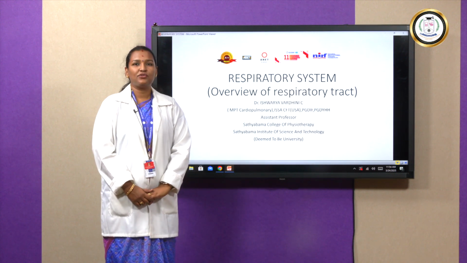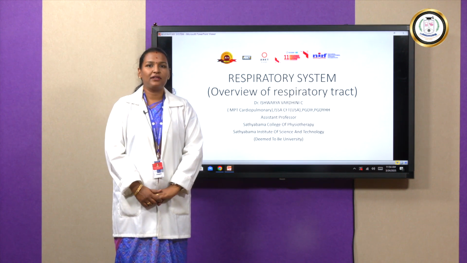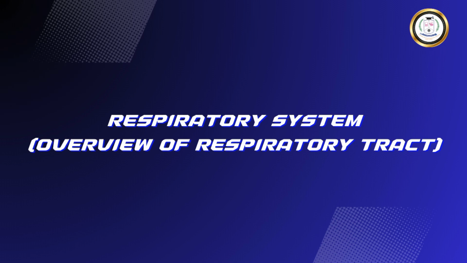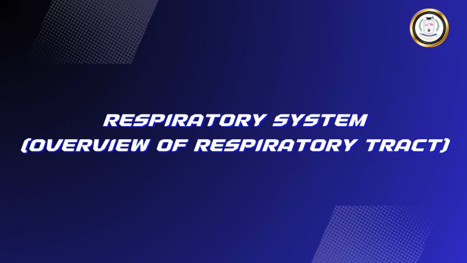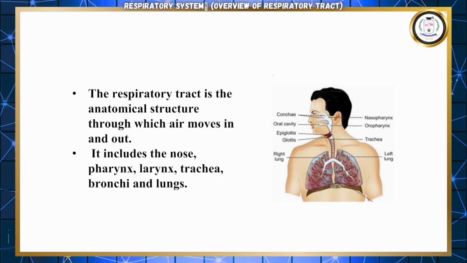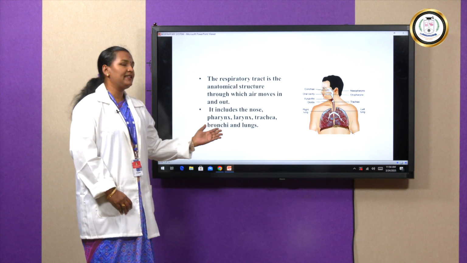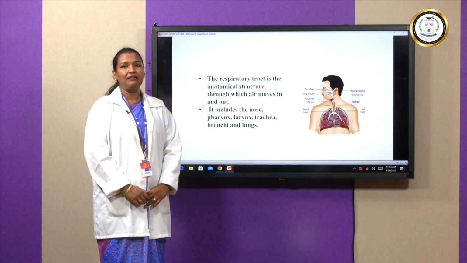So today I am here to take a topic on the respiratory system. To begin with, I will be dealing with the overview of the respiratory tract as well. The respiratory system is the anatomical structure which is primarily responsible for the movement of air in and out. It includes the nose, pharynx, larynx, trachea, bronchi and the lungs.